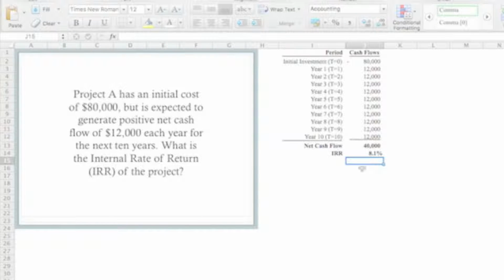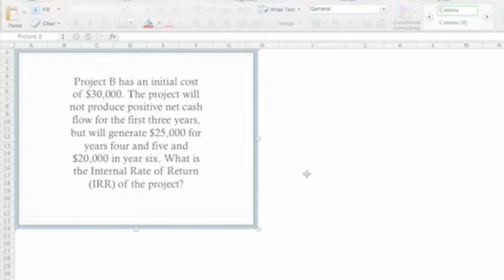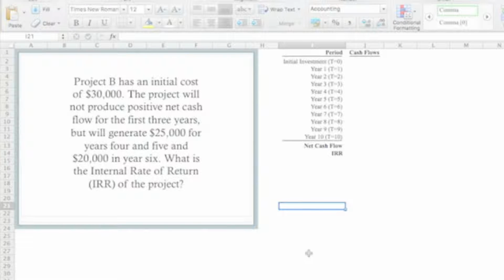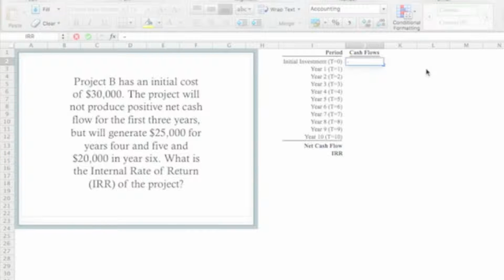Okay, so now let's take a look at another project. Project B has an initial cost of $30,000. The project will not produce positive net cash flow for the first 3 years, but will generate $25,000 for years 4 and 5, and $20,000 in year 6. So let's take a look using the same setup. We're told that the cost is negative $30,000.